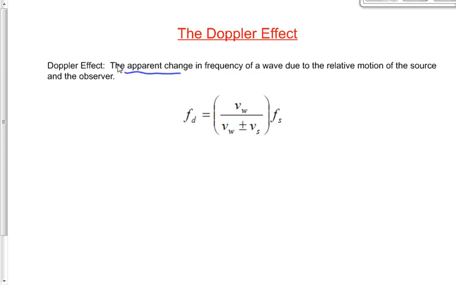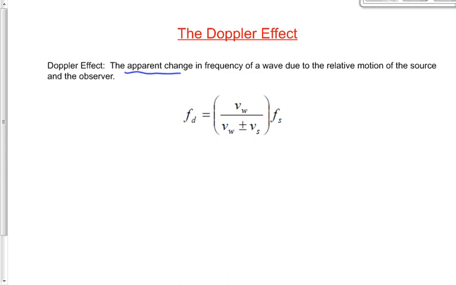The apparent change in frequency means that it isn't really changing. It just appears to be changing. This is what we might hear, or this is what we might see, depending upon what kind of wave it is. But in the end, the actual frequency hasn't changed at all. Because as you know, once a wave has been made, the frequency of the wave can't change. The apparent change in frequency of a wave due to the relative motion of the source and the observer.